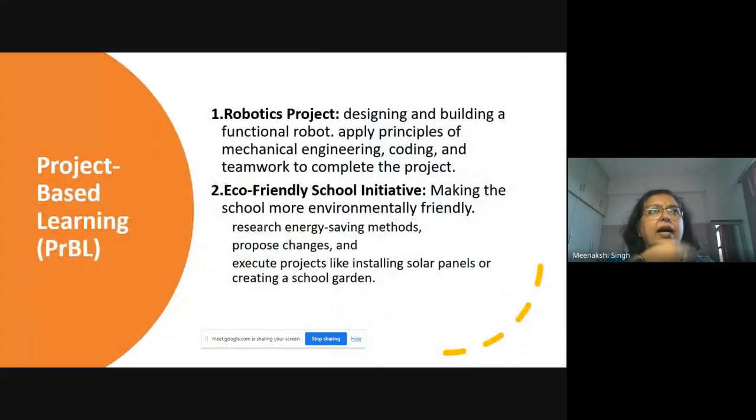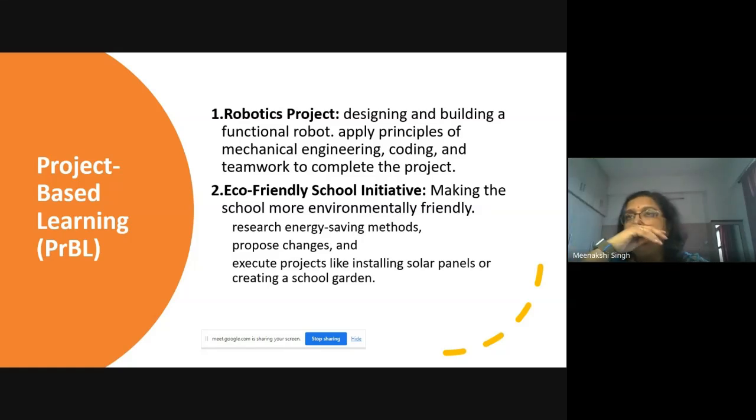So, yeah, this is the robotics project slide. I was talking of it just a few minutes back. And the eco-friendly school initiative is also there. In a middle school setting, students can collaborate on an initiative to make the school more environment friendly. You can say that you find out how you can save energy, what changes you want to bring about, where there is loss of energy, find it, report it, prepare your proposal, and tell us, and we will implement it.